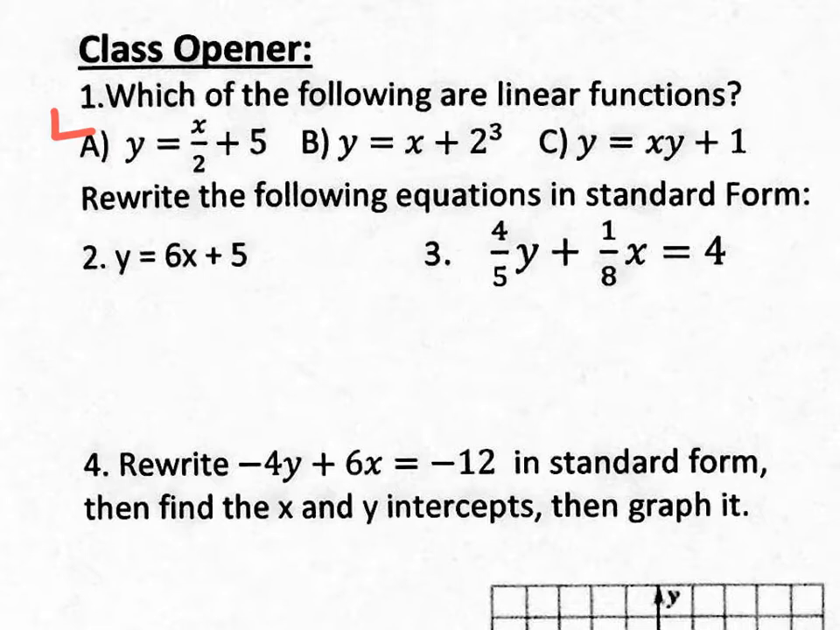So explaining B. The reason that B is a linear function, you can point at it, is because the exponent is not on the variable. Okay, good. So if the exponent was on the variable, then it would not be a linear function.